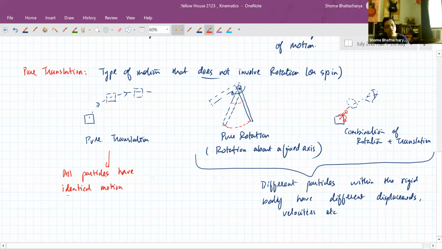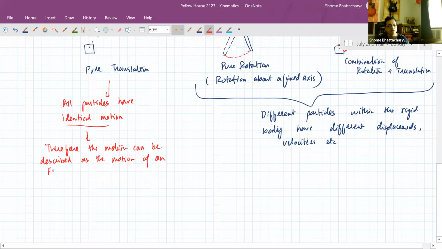So therefore, in case of pure translation, the motion can be described by just writing equations for the center of mass of the body, treating the entire body like a compressed particle at the center of mass. Okay. So therefore, the motion can be described as the motion of an equivalent particle, as if you compress the entire rigid body into a single particle.